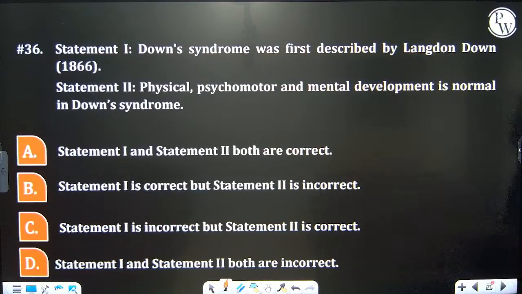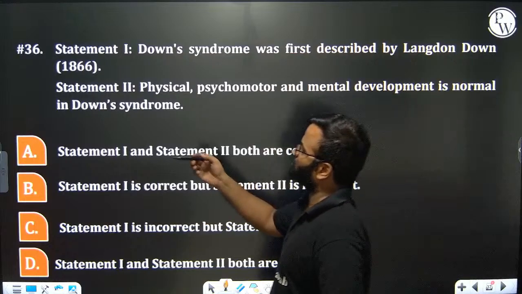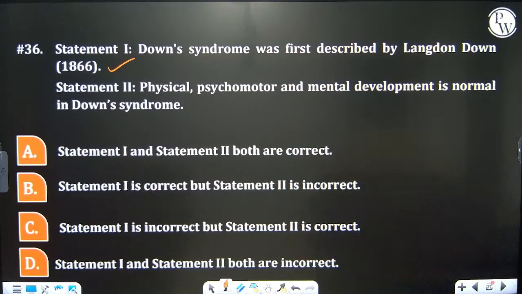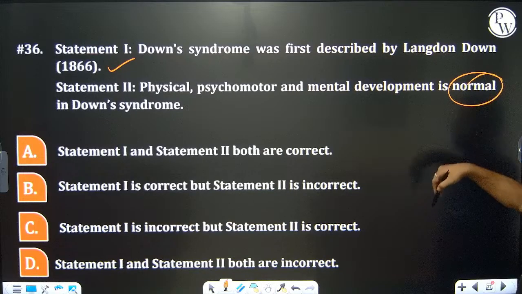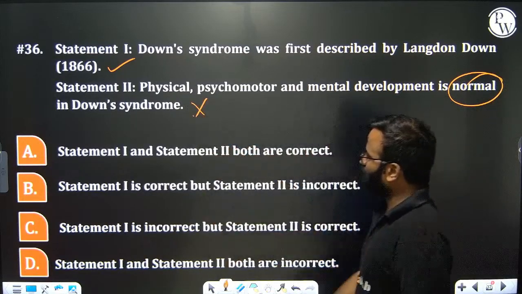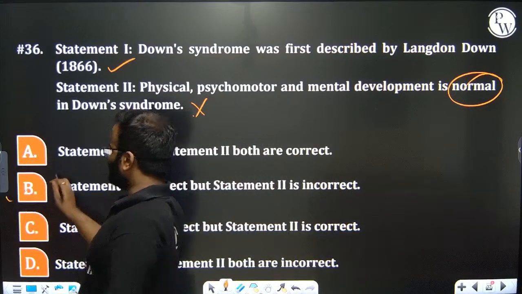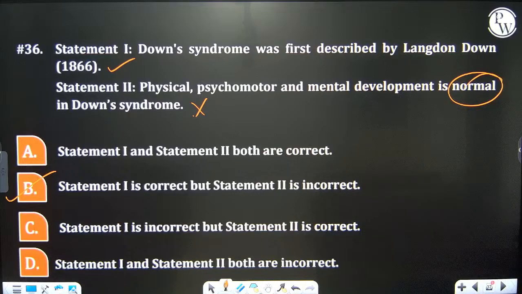Down syndrome was first described by Langdon Down. That's the reason why it is called Down syndrome, which is true. Let's see the second statement. Physical, psychomotor and mental development is normal in Down syndrome. If those are normal, why do you specifically study it as those are abnormal? So it is false. Statement 1 is correct, statement 2 is incorrect. The answer would be the second one, B.